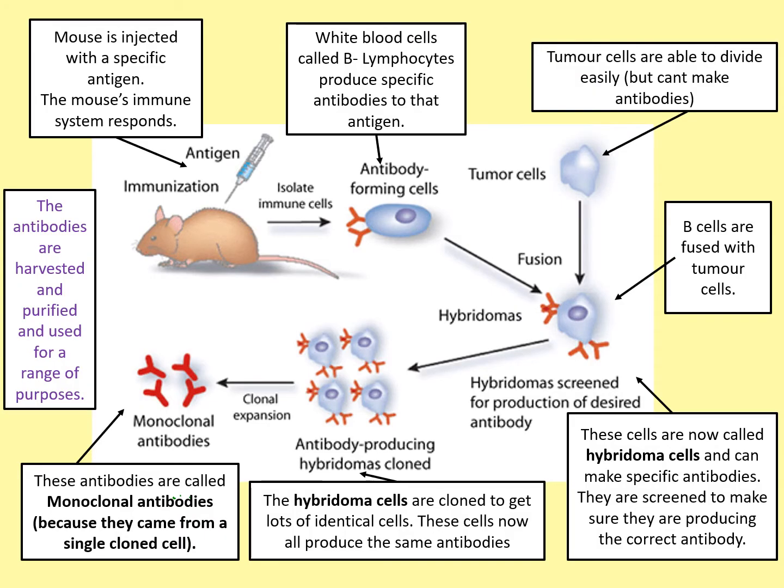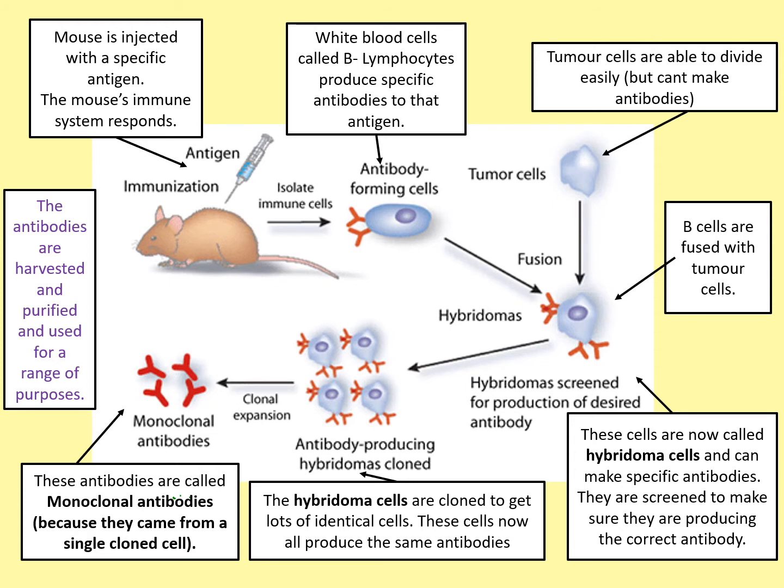Okay, so now I'm going to talk you through how monoclonal antibodies are made. So the first thing that happens is a mouse is injected with a specific antigen, and the mouse's immune system will respond to this. White blood cells called B lymphocytes produce specific antibodies to that antigen. Now we know that tumour cells are able to divide easily, but they can't make antibodies. So what we now do is the B lymphocyte cells are fused with the tumour cells. These cells are now called hybridoma cells, and they make specific antibodies.